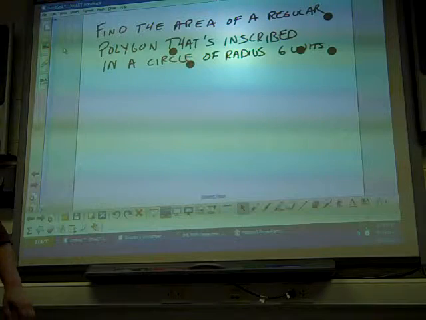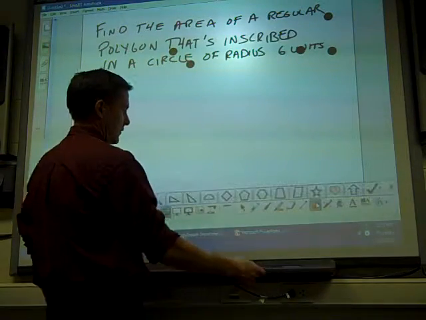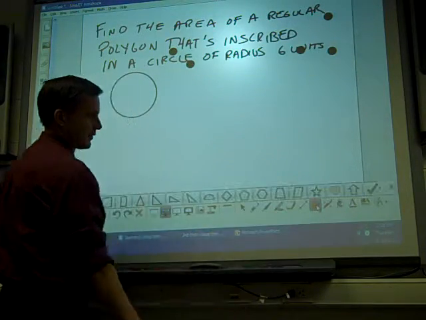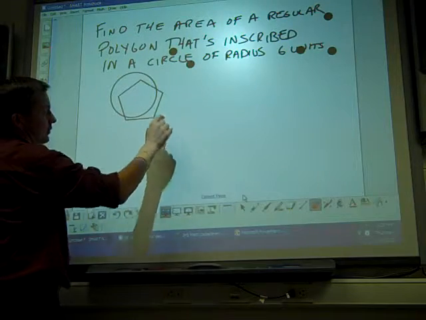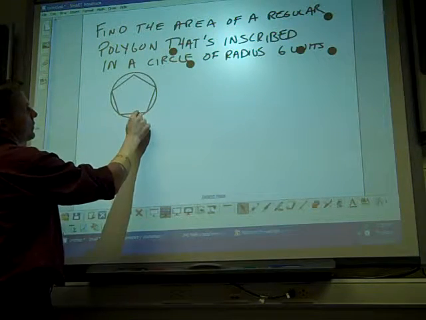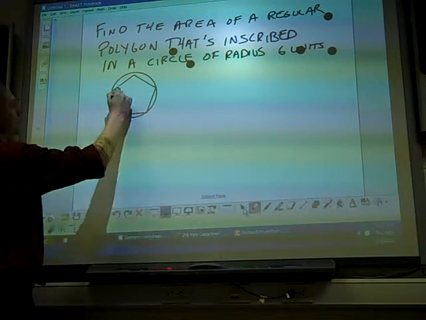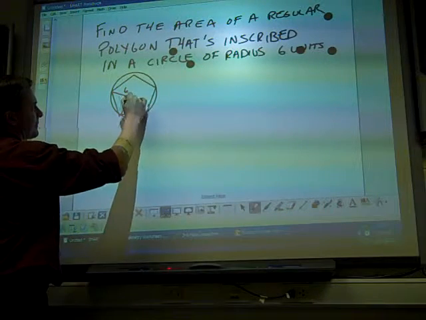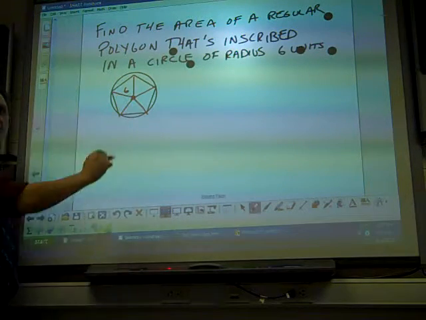All right, find the area of a regular polygon that's inscribed in a circle of radius 6 units. So can you picture it in your head already? We're going to have a circle, and we're going to have a polygon, and it's going to be inscribed in there, and it's going to have a radius of 6. And all those red lines are going to be length 6, because they're all radii.